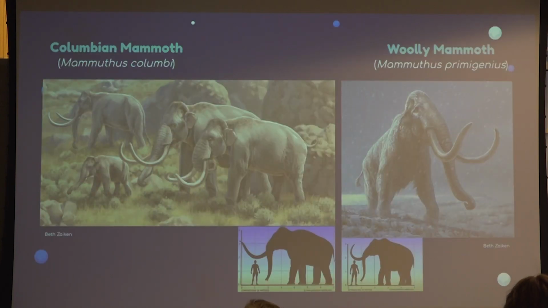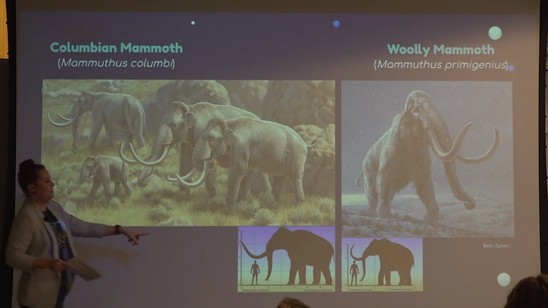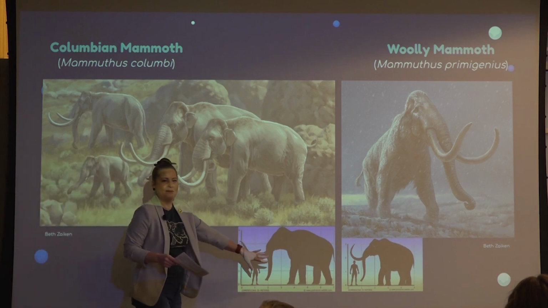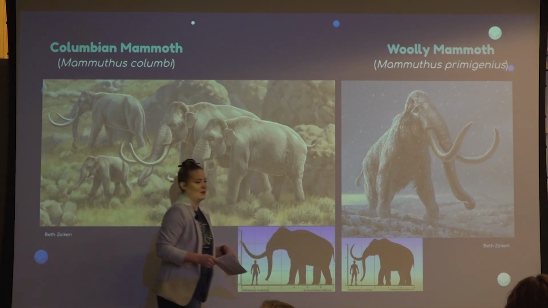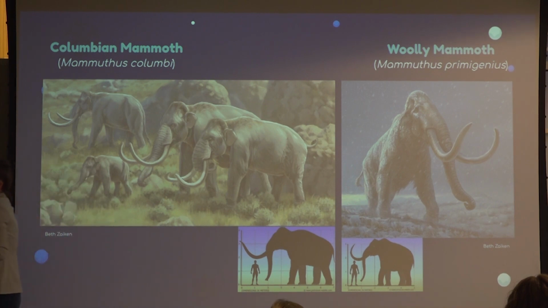Here in Montana, we're really, really lucky because we are one of the few states that have both Columbian mammoths and woolly mammoths. I tried to make the scale down here the same so you can see how much bigger a Columbian mammoth was compared to a woolly mammoth. Columbian mammoths were mostly southern United States and woolly mammoths were mostly northern United States. And then they came in perfectly right here in Montana where we have both.